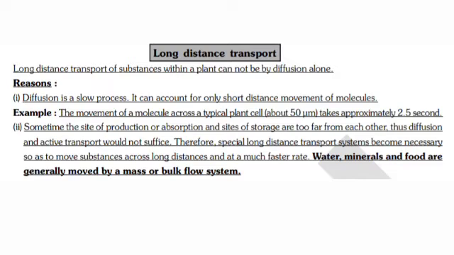Reasons. Diffusion is a very slow process. It can account for only short distance movement of molecules. For example, the movement of a molecule across a typical plant cell, which is about 50 micrometers, takes approximately 2.5 seconds.